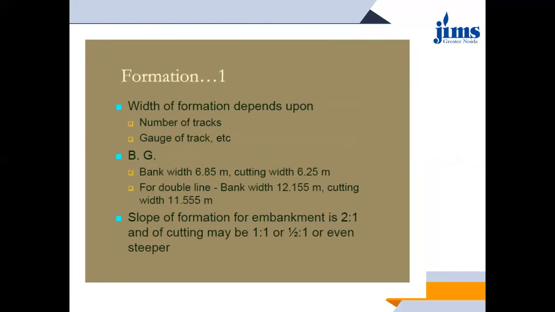Then the width of formation depends upon the number of tracks and the gauge of the track. If the number of tracks is more, the width will be more. Similarly, if the gauge of the track is more, the width of formation will be increased. For example, broad gauge has a bank width of 6.85 meter and a cutting width of 6.25 meter. For double line, the bank width increases to 12.155 meter and the cutting width increases to 11.555 meter.